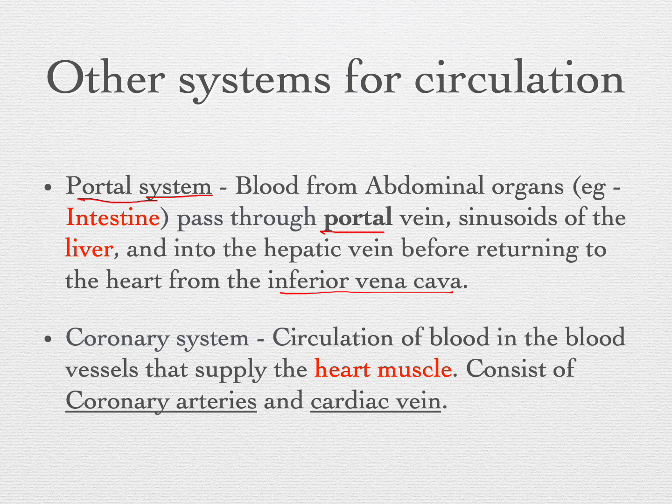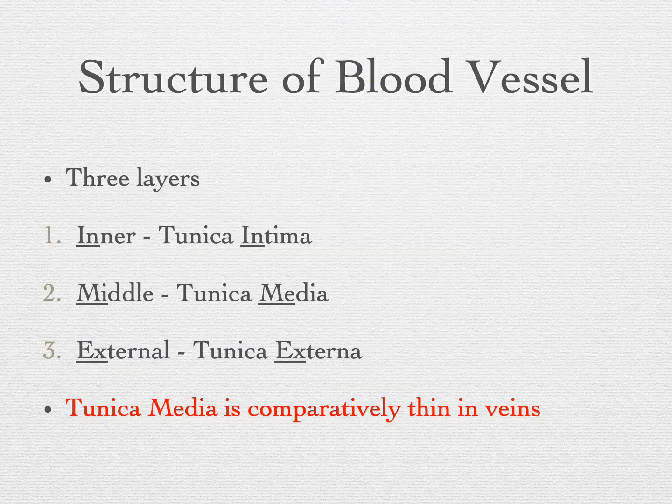The second is the coronary system, whereby circulation of blood occurs in the heart vessels that supply the heart musculature. So this coronary system consists of the coronary arteries and the cardiac vein, and it is the system that supplies the blood to the heart musculature.